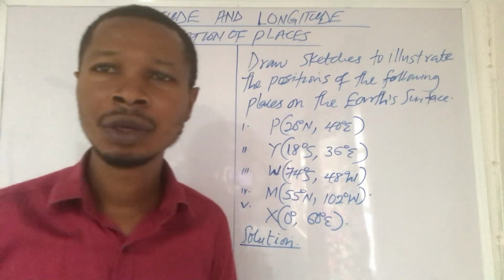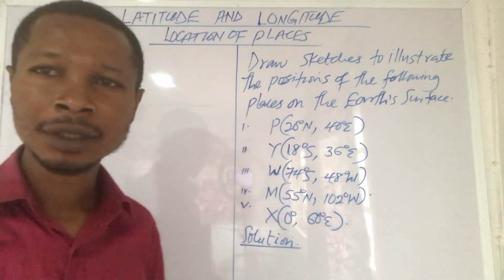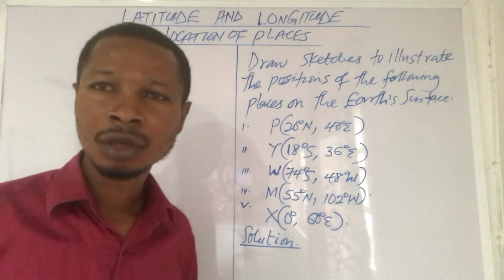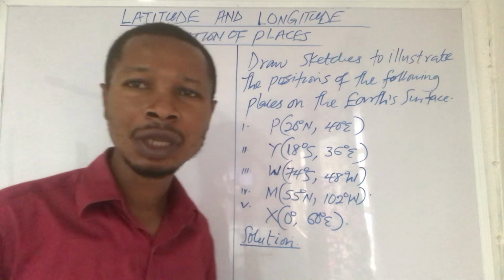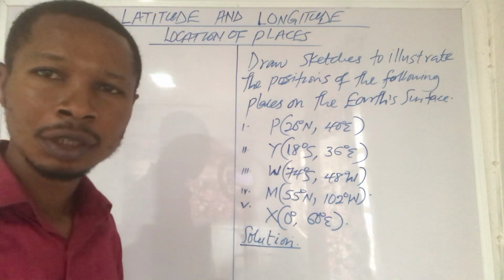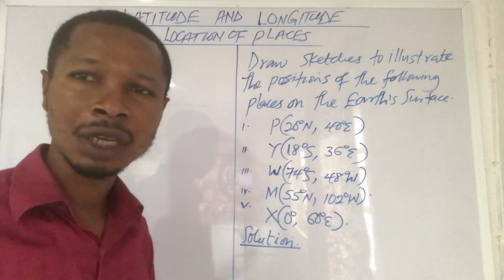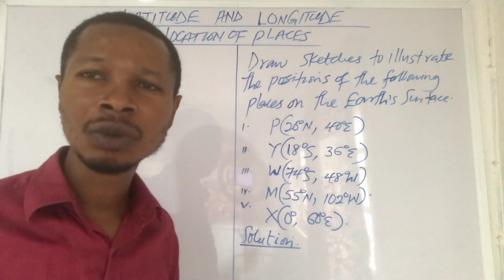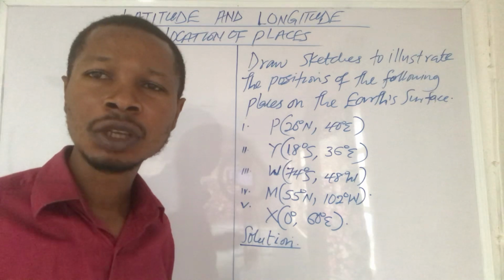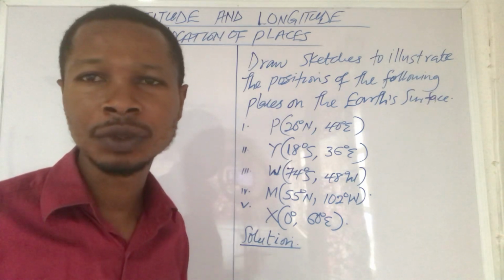We are still on our longitude and latitude. This is the second lesson on longitude and latitude, and in this lesson, we are looking at location of places. You recall in our previous class on longitude and latitude, I said we use lines of latitude and longitude for location of places on the Earth's surface.